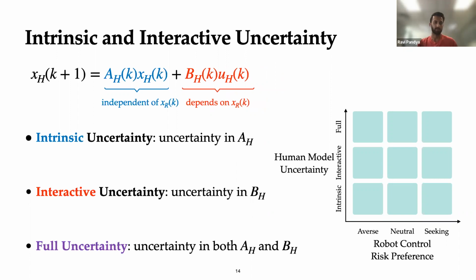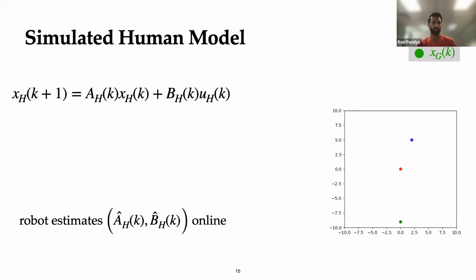As an instantiation of this problem, we consider the case where the robot is estimating a linear system of the human's dynamics. So the robot has intrinsic uncertainty in the A matrix and interactive uncertainty in the B matrix. We'll introduce a particular form of u_H later, but it generally captures external stimuli for the human.